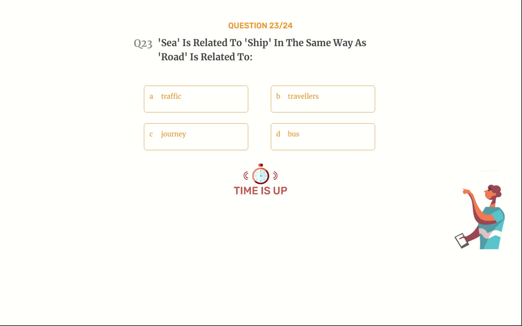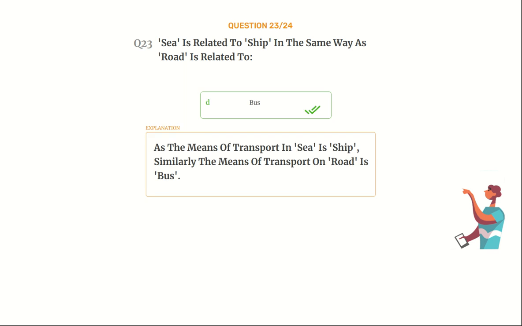The correct answer is option D. Bus, as the means of transport in the sea is a ship. Similarly, the means of transport on the road is a bus.